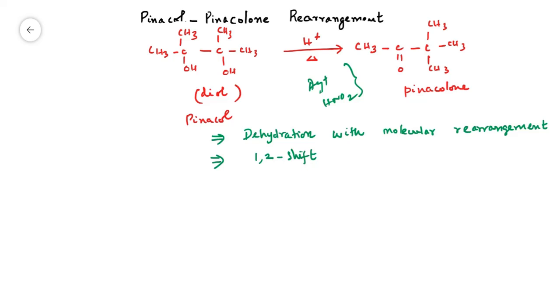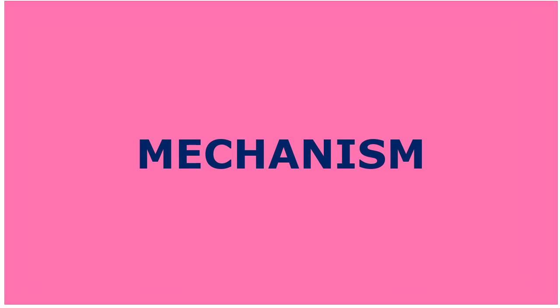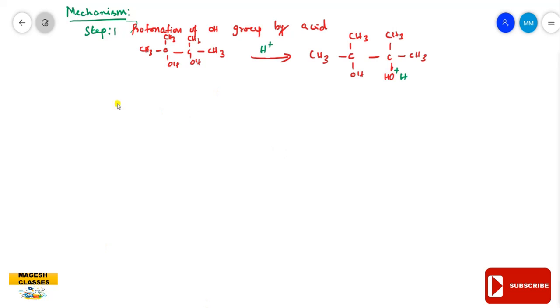Let's see the mechanism of the reaction. In the mechanism, step 1 is the protonation of the OH group by the acid. Let us take this type of pinacol. One of the OH groups is protonated to give this type of species. Which OH group is protonated depends upon the stability of the carbocation. It will be discussed later. So this is the deciding factor.